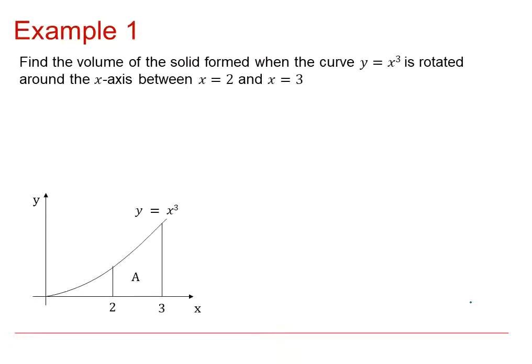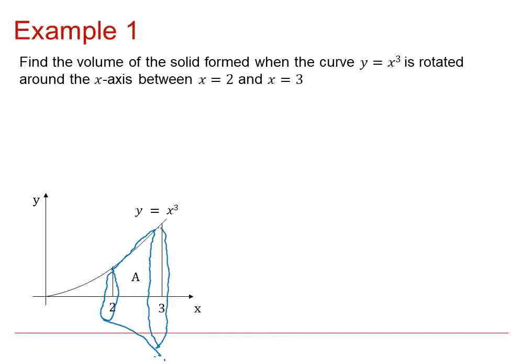So here we have an example. Find the volume of the solid formed when the curve y equals x cubed is rotated around the x-axis between x equals 2 and x equals 3. So visually, just to try and show you what this looks like, I'll show you a better illustration in a moment. That point is going to spin around the x-axis, and that point will spin around the x-axis. So you end up with something looking roughly like that. So it's like a solid trumpet shape.